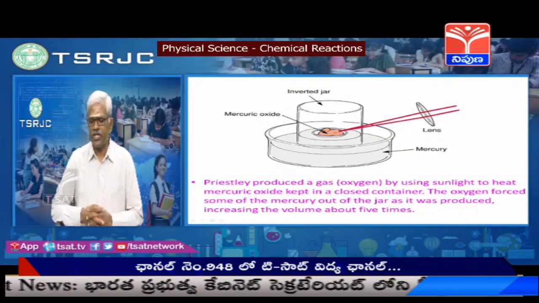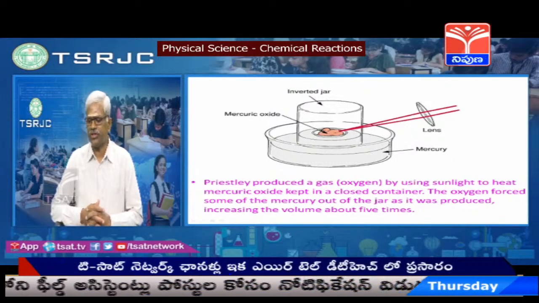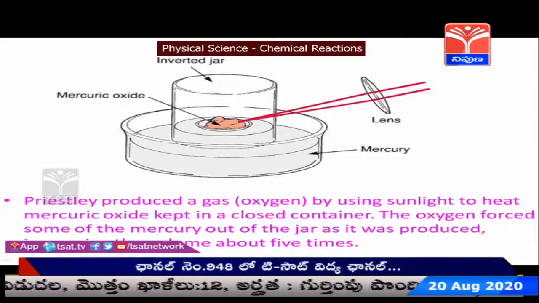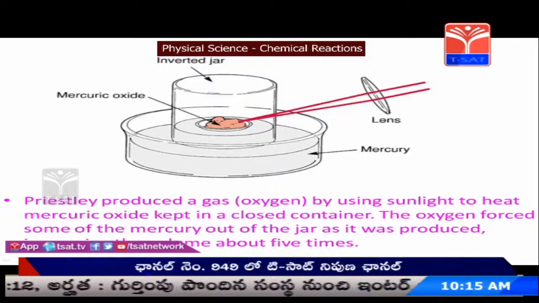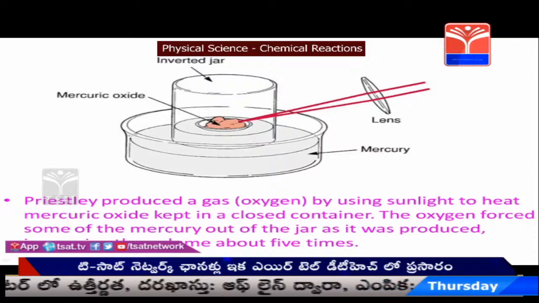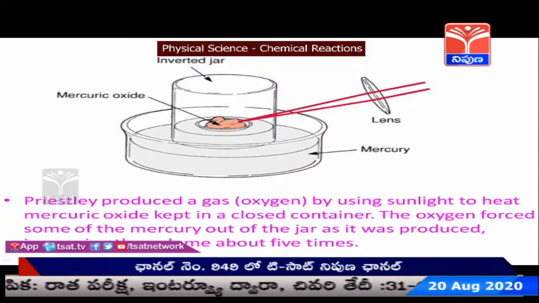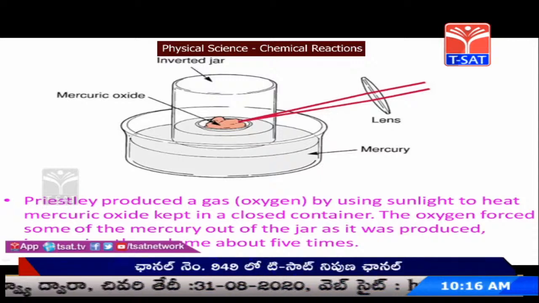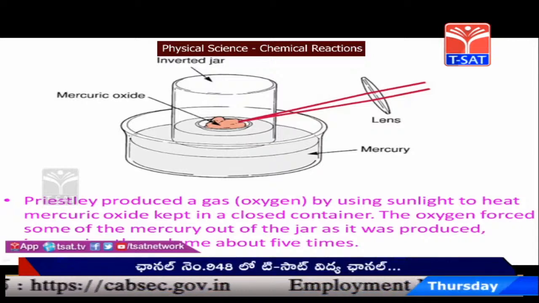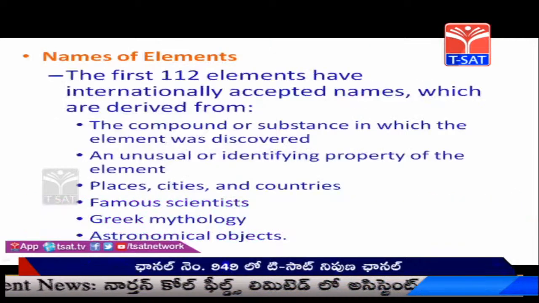Later, Priestley, a prominent chemist, produced oxygen gas by exposing mercuric oxide to sunlight. So, Lavoisier and Priestley are the founders of oxygen. With the discovery of that oxygen element, the scientists started to find new elements.